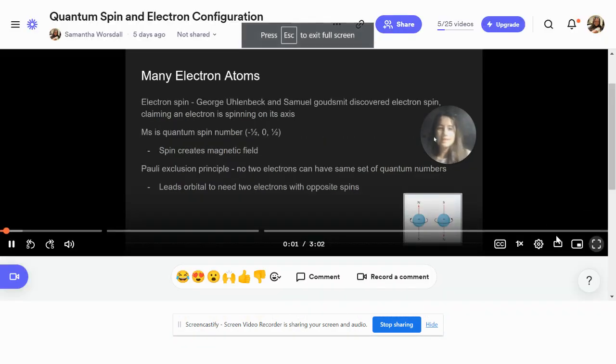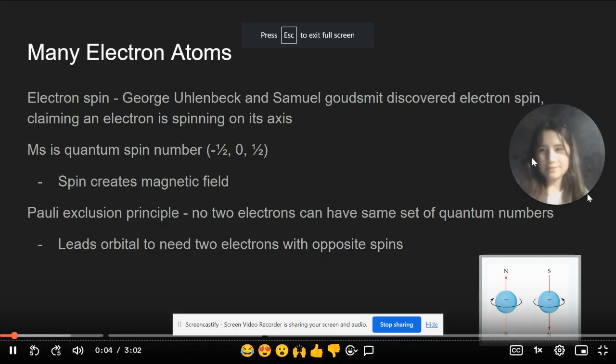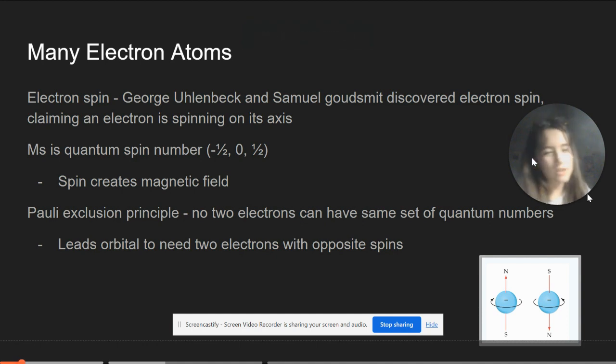Hello, this is part 2. And where we left off is ms is the quantum spin number. We determined this after we found out electrons do spin on their axes. There are 3 values that are used to note the different ways an electron can spin: -1/2, 0, and 1/2. The spin of an electron creates a magnetic field.